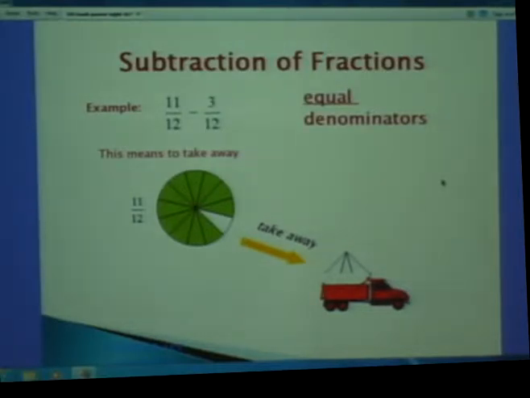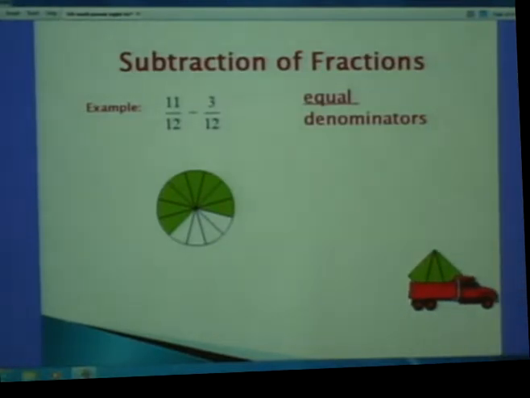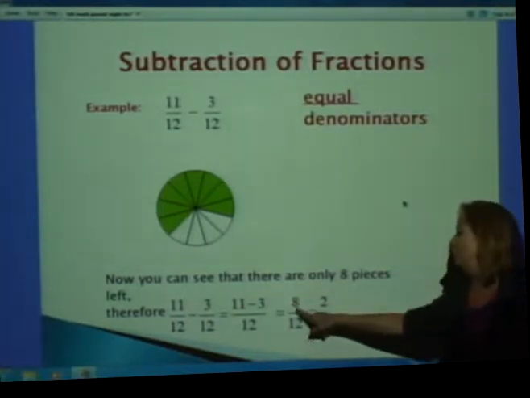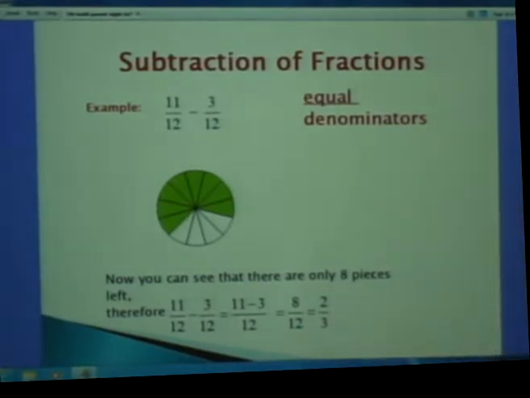All right, so an example would be 11/12 minus 3/12, and I have equal denominators there, 12 and 12. So this means to take away. So actually my pictorial model is showing 11 out of 12 shaded, and Miss Gainey will take 3 away. And now you can see that there are only 8 pieces left. Therefore, 11/12 minus 3/12 is 11 minus 3, which gives us 8/12, and it's equal to an equivalent fraction of 2/3.